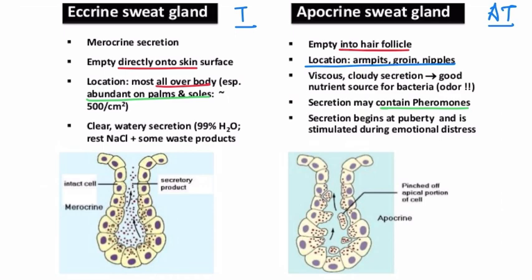So this is the tabular difference between eccrine and apocrine sweat gland. You can be asked this question in your viva. So remember, eccrine is the typical sweat gland. Typical sweat gland means these are present mostly all over our body except for the parts where apocrine sweat glands are present. So they'll empty their secretion directly on the skin, whereas apocrine pour their secretion in the hair follicle. They are present in armpit, groin, and nipple.